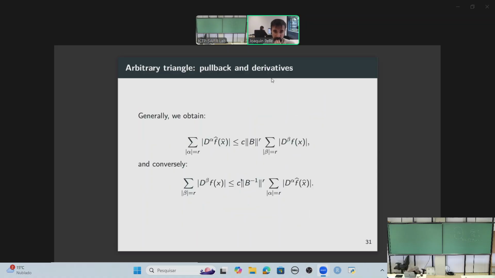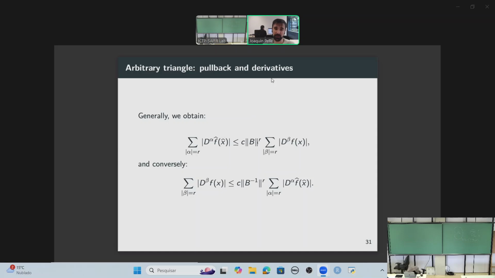So what we can obtain in general here is a bound of the following form. Here I'm using this handy notation for derivatives of arbitrary order. And here, if we sum over derivatives of order R, we can bound this by a certain constant C times the norm of the matrix B.